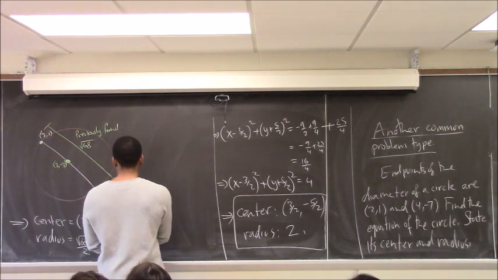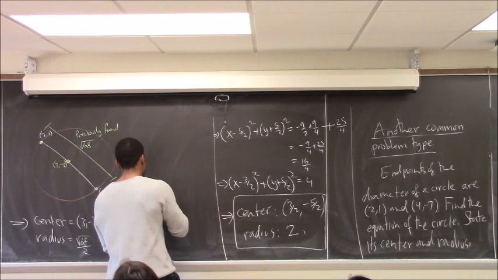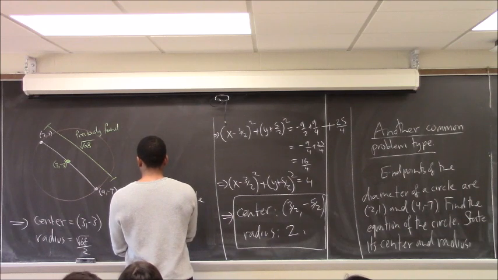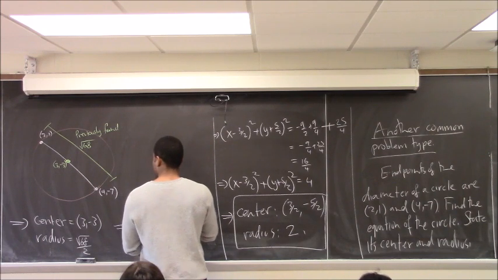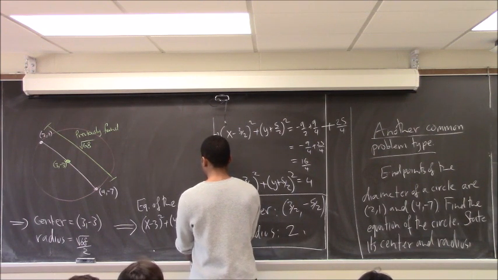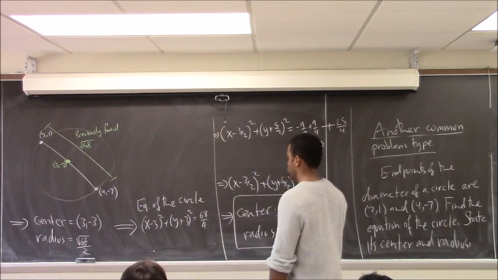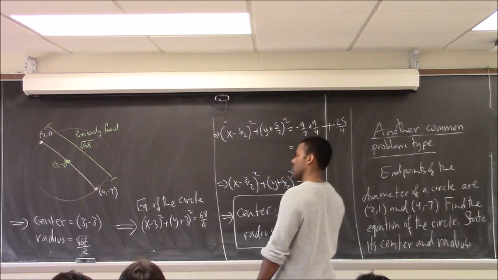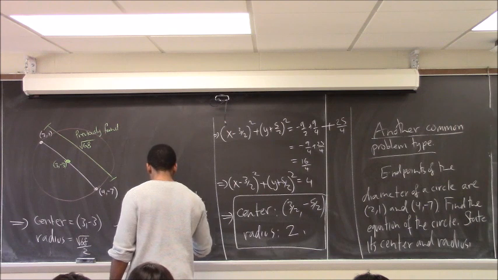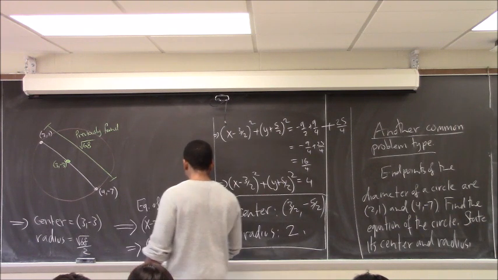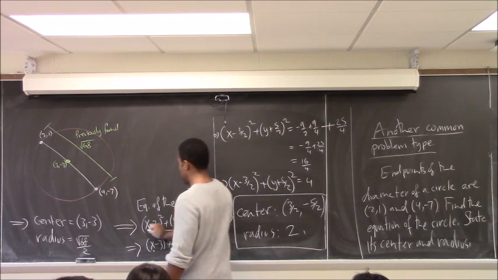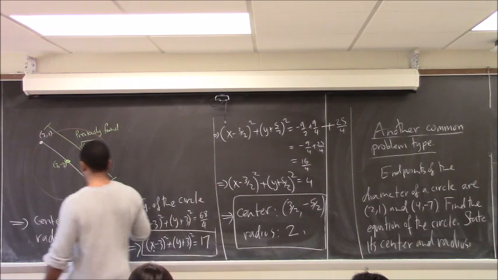And so this would mean the equation of this circle is x minus 3 squared plus y plus 3 squared equals 68 over 4. Does 4 go into 68? Yeah. x minus 3 squared plus y plus 3 squared equals 17. That would be the equation. And the center and radius would be this.